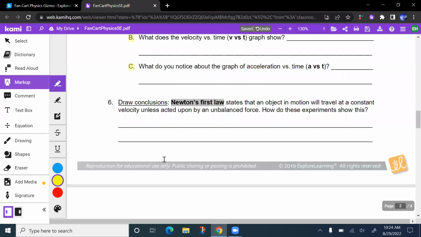Part 6, draw conclusions. Newton's first law states that an object in motion will travel at a constant velocity unless acted upon by an unbalanced force. How do these experiments show this? Please take a couple minutes to answer question 6 above. Pause the video and resume when you're ready.